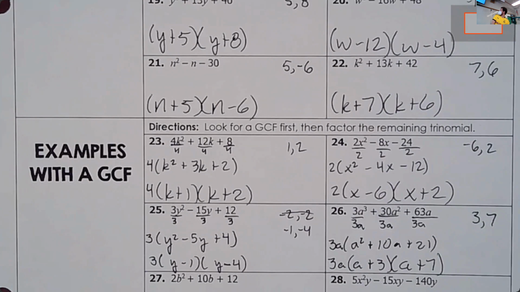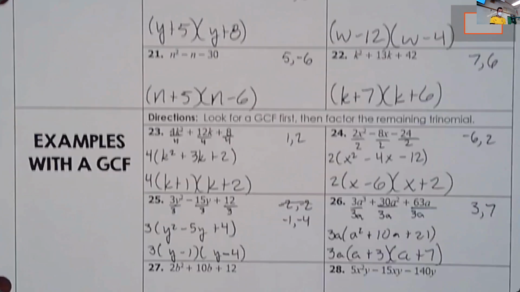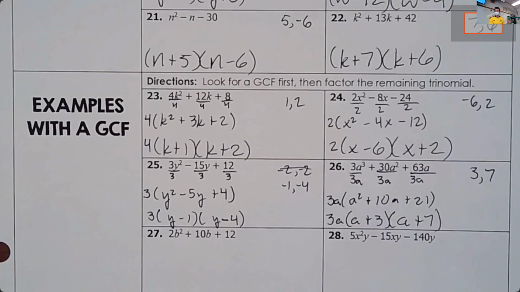2 more to go. What can we divide out of? Actually, you know what? Try number 27 on your own. Stop myself there. Try number 27 on your own. Take a couple minutes on that. Divide out the GCF first, then figure out your factors.